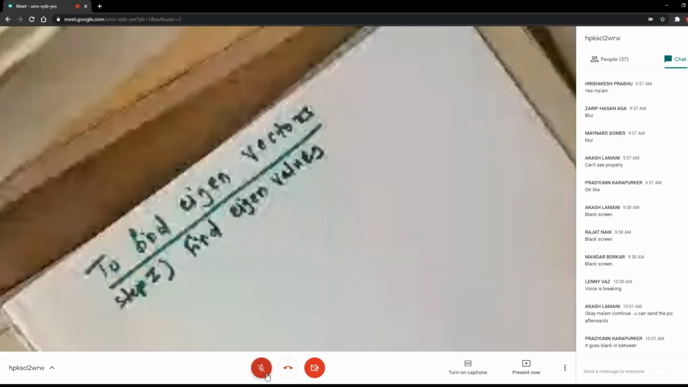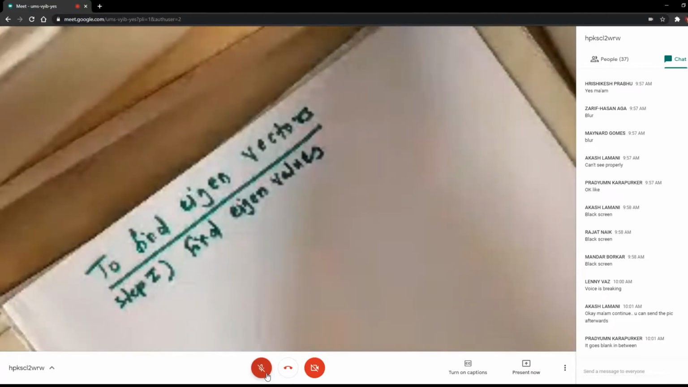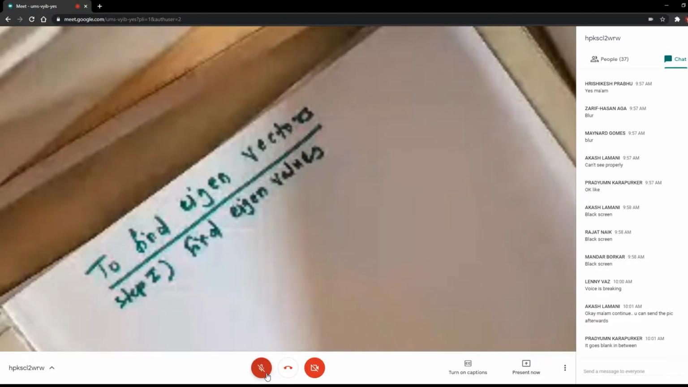It's not clear. Ma'am, continue and send pics in the group. Okay. I don't know. I don't know what is happening. Okay.